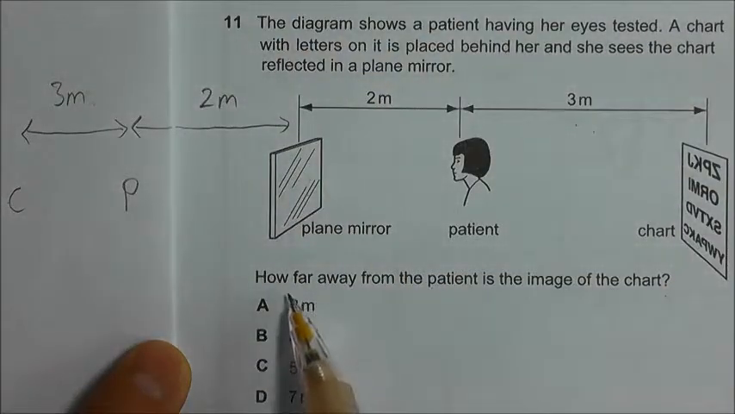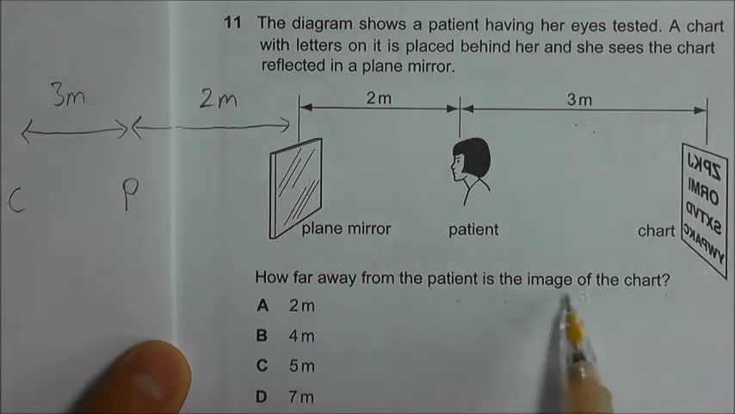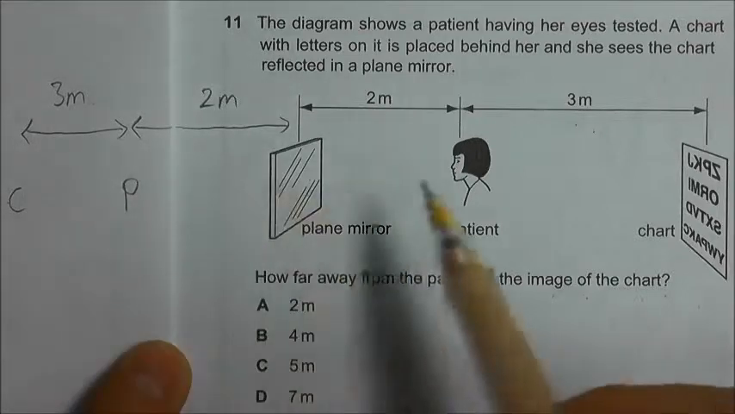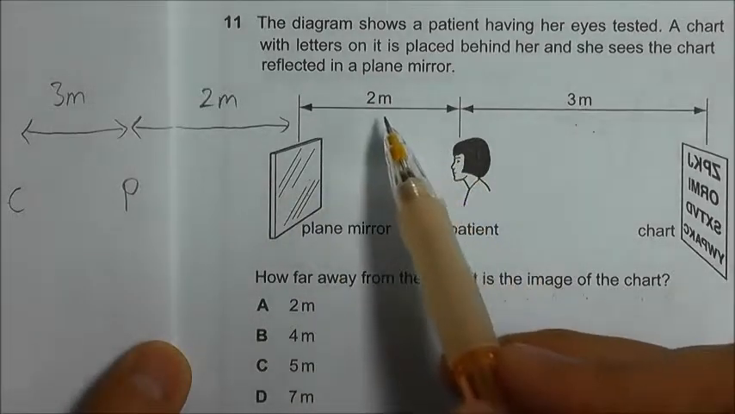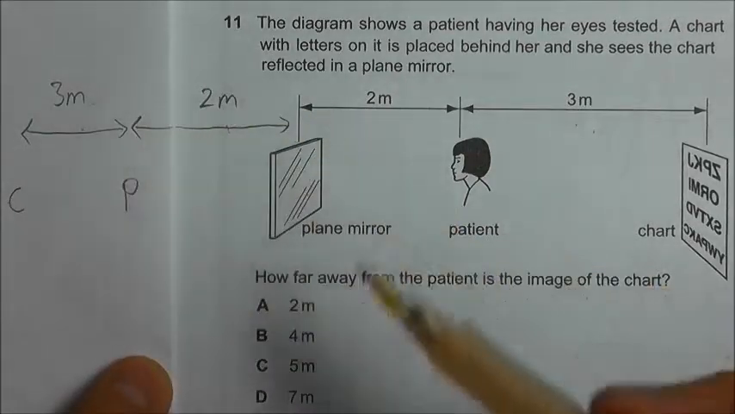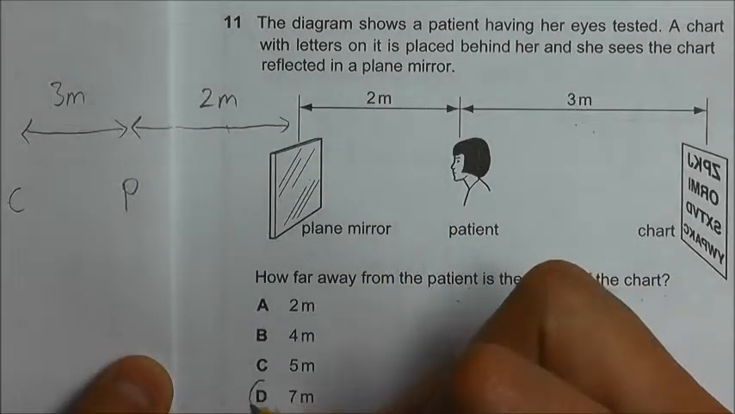So we are asked how far from the patient is the image of the chart. The image of the chart is here and the patient is here. So there's a distance of 2 meters plus 2 meters plus 3 meters. So total 7 meters away.